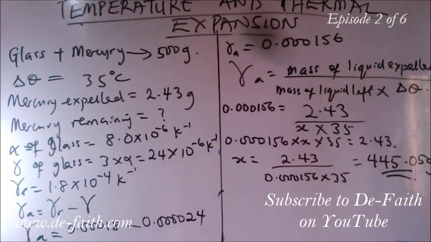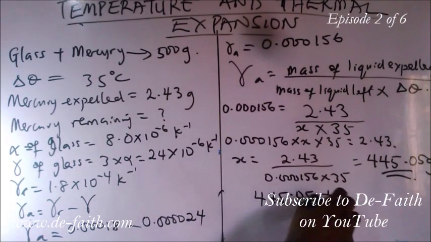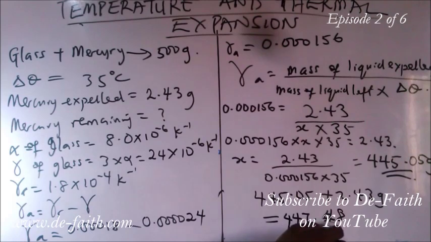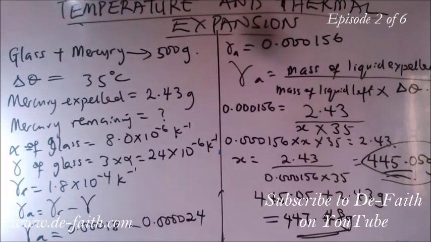We could actually calculate the entire mass of mercury that was inside the glass by saying 445.05 plus 2.43 gram, and that would be 447.48 gram. So this is the total mass of mercury that was inside the container, but this is the final answer which we are looking for.